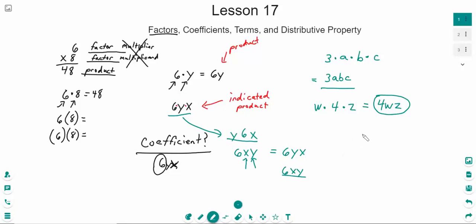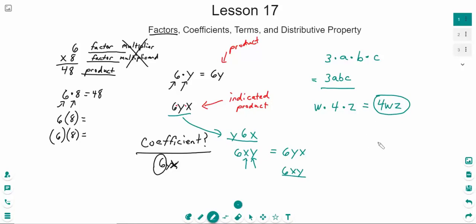Okay. All right. So pretty straightforward here. So we're just kind of getting some terminology out of the way. So once again, just to recap real quick, you've got the number in an indicated product. That is your coefficient. All right. And we put the coefficient at the beginning of the indicated product. And then each of them, the variables, the W, the Z, and the 4, each of them would be considered a factor of the indicated product. All right. Very good.